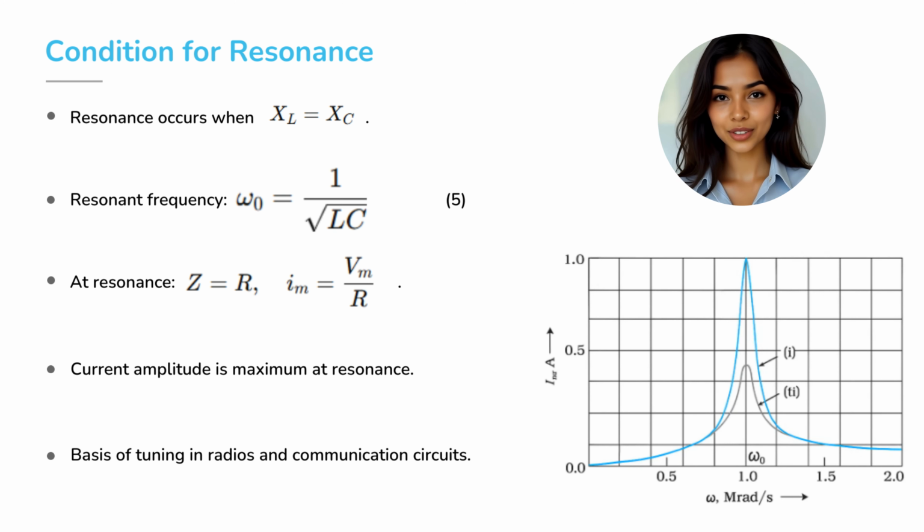Here's the real-world connection. Resonance is the principle behind tuning radios and communication circuits. When you turn the knob of a radio, you are actually adjusting the resonant frequency of an LC circuit to match the frequency of the station you want to hear. Quick insight: resonance is like hitting the right musical note. When the natural frequency of the circuit matches the applied frequency, the response is maximum.